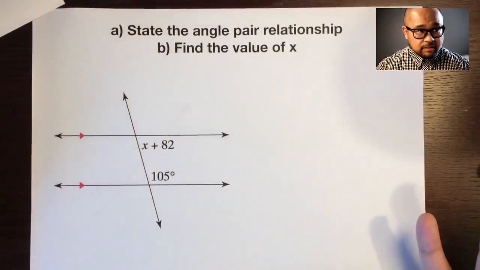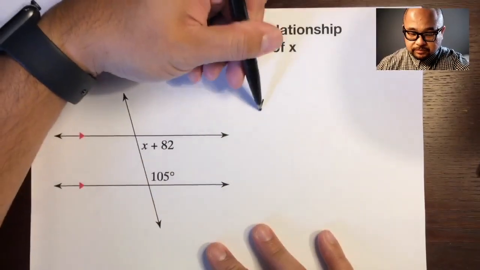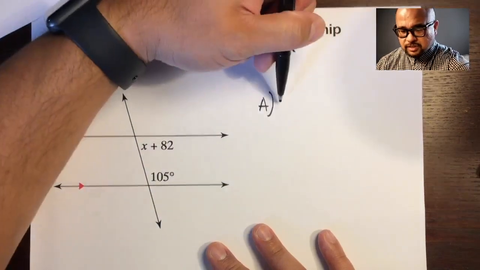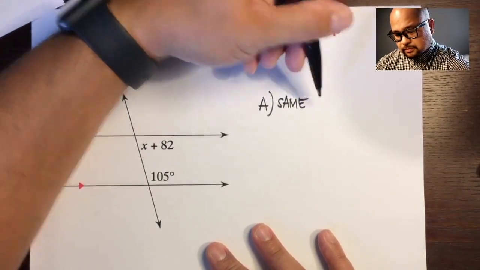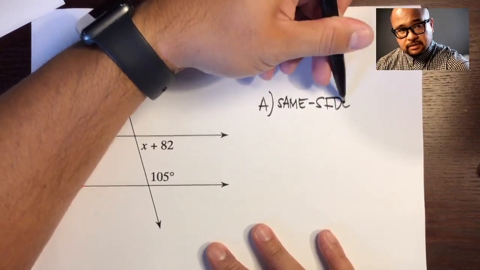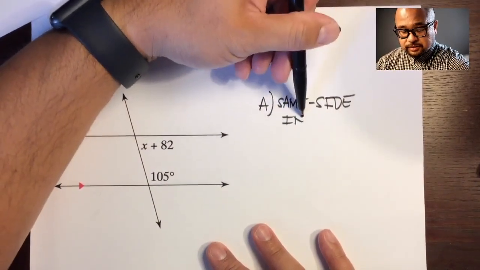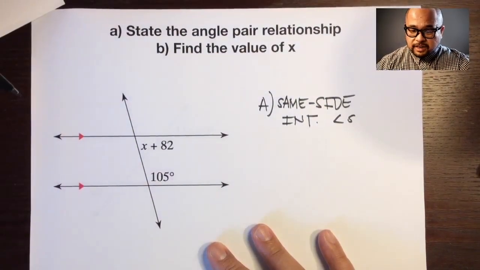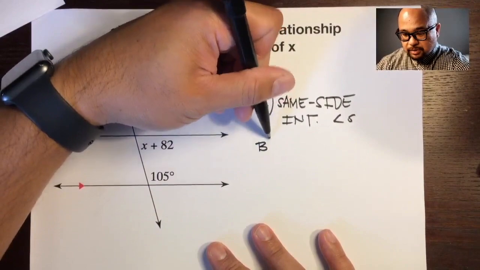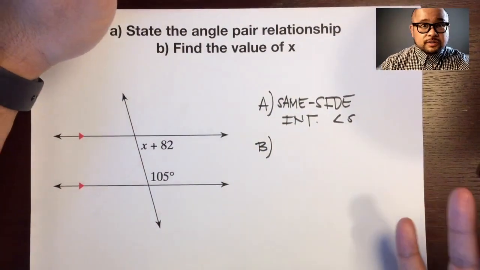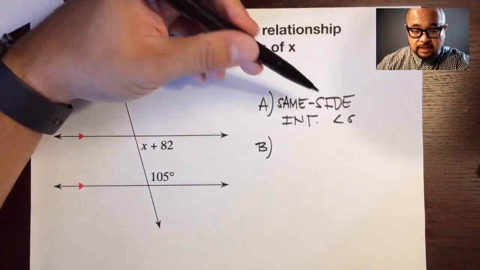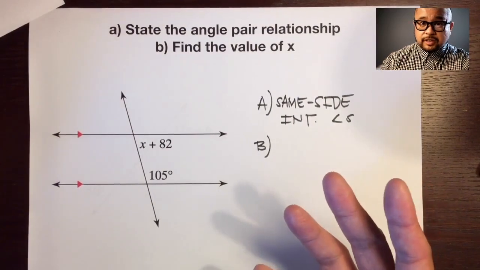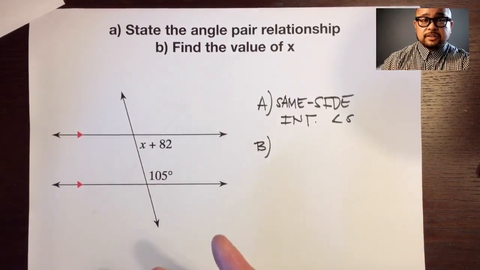Now, we got an X here. Find the angle pair relationship. So part A. Both of these are on the interior and they're on the same side of that transversal. So same side interior angles. Find the value of X. So what do we know about same side interior angles? Don't say that they're congruent. Remember, S, same side supplementary. What do we know about supplementary angles? They add up to 180 degrees.